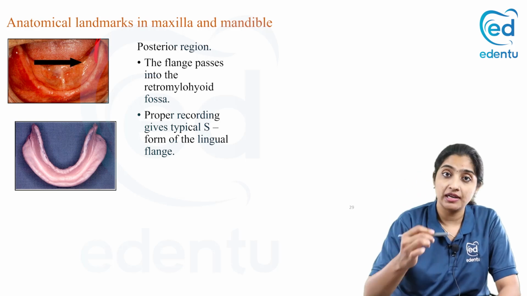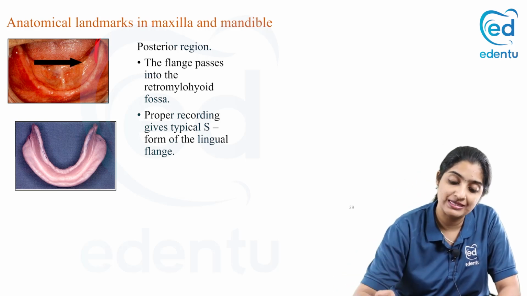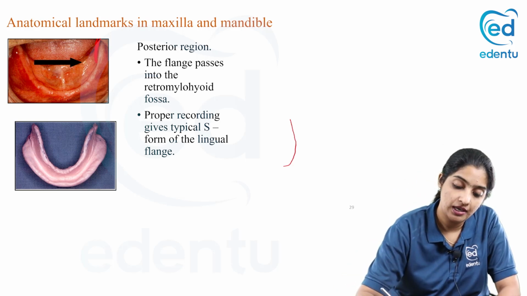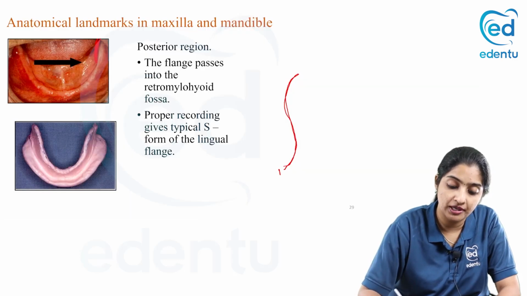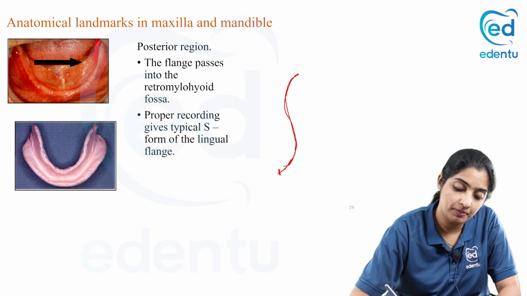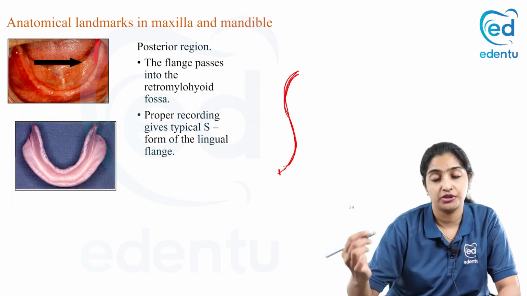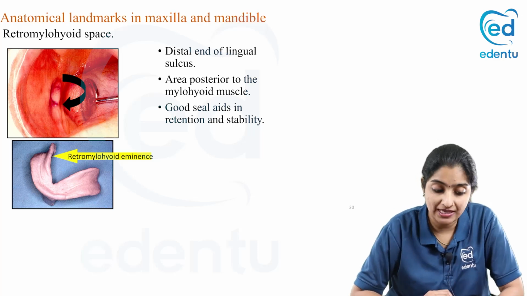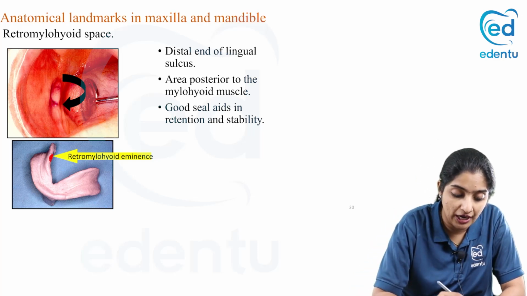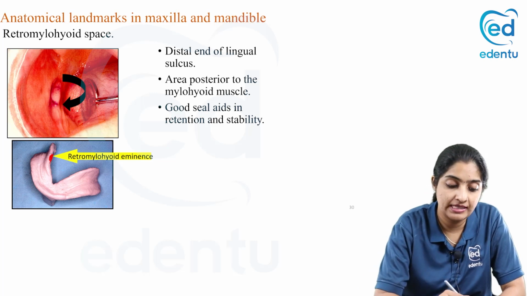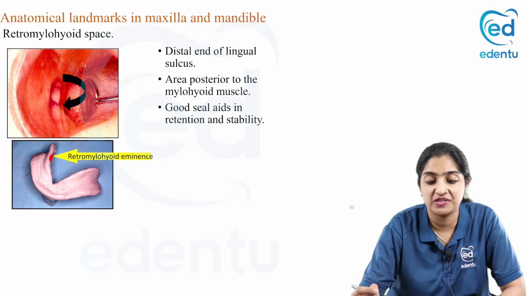Now, a proper recording of the alveolo-lingual sulcus will give you an S shape. Starting from your frenum, it will give you a proper S shape of the lingual flange. Retromylohyoid space. Now, this area is the retromylohyoid eminence. This is the retromylohyoid space which is seen.